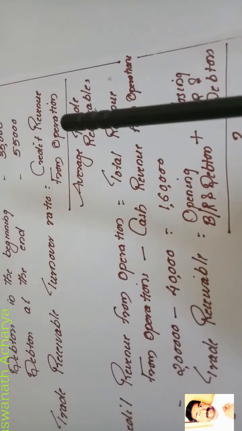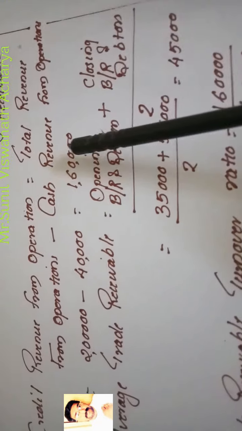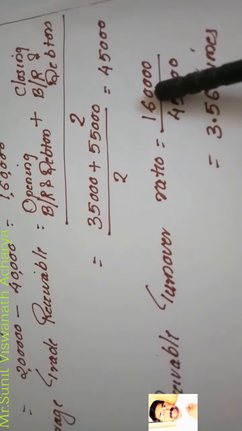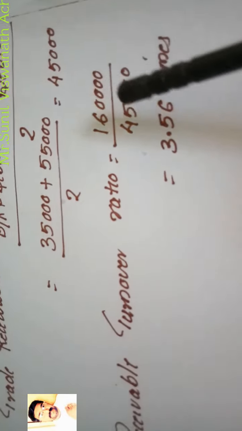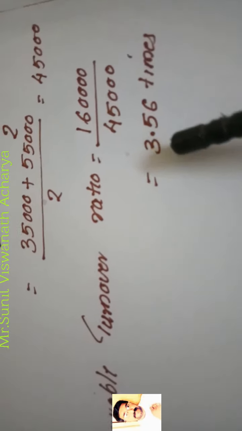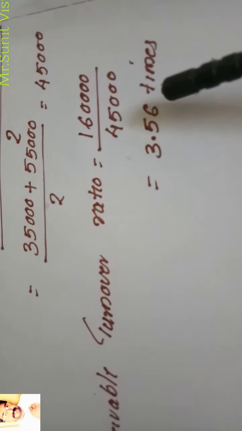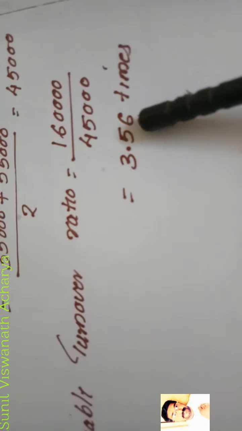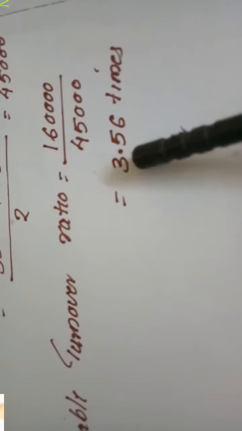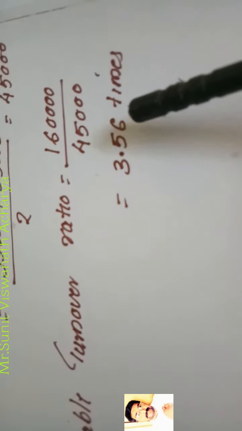Now we can come back to the equation. Trade receivable turnover ratio is equal to credit revenue from operation divided by average trade receivable. Credit revenue from operation we calculated 1,60,000. Average trade receivable we calculated 45,000. So 1,60,000 divided by 45,000, we will get the answer 3.56. Always turnover ratio we will represent in times. So we will write the answer 3.56 times. I think when you calculate it will go 3.55 something like that. We have to round off to 2 decimal places.